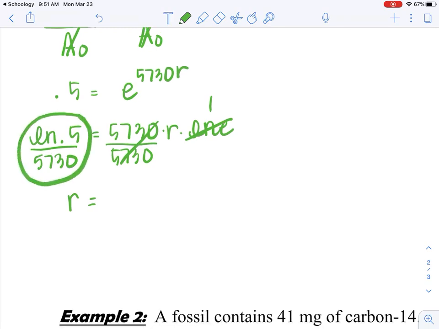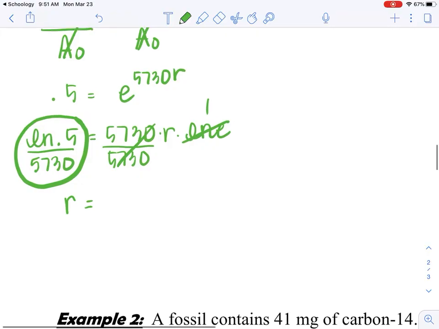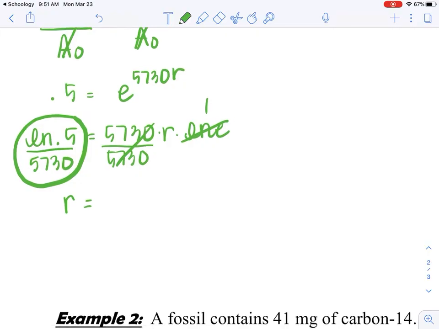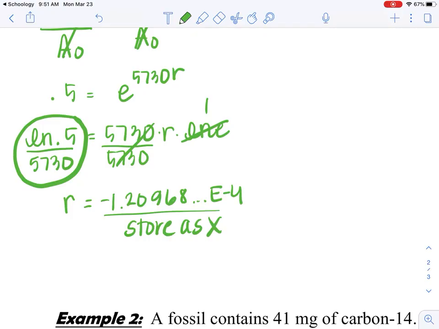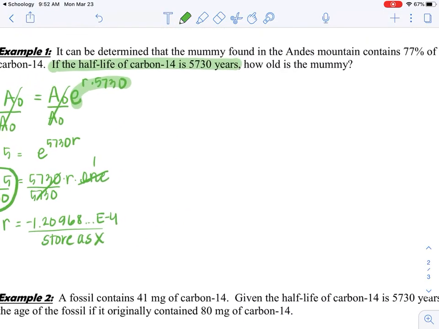So I put this in my calculator. Remember, this isn't my final answer, so I'm going to store this as X. If you put it in your calculator properly, you should have negative 1.20968, and then there's an E on the end with a negative 4. This is just so that you can check. You're going to store this as X.